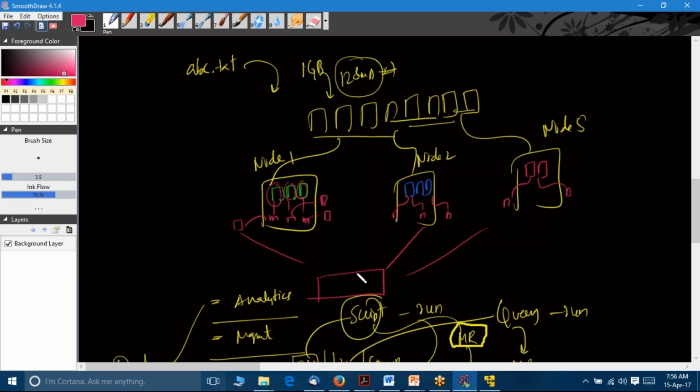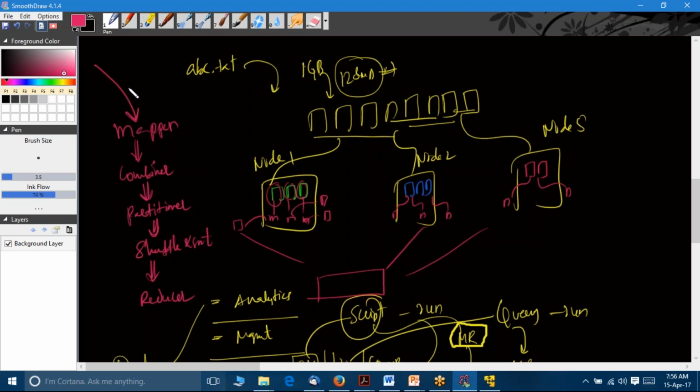That is the reason why your MapReduce job execution happens in a phased manner, not in one single step like it happens with traditional programming. So we have a mapper phase, and after the mapper phase we have something called combiner, and after combiner we have something called partitioner, and after partitioner we have something called shuffle and sort, and finally we have the reducer phase.